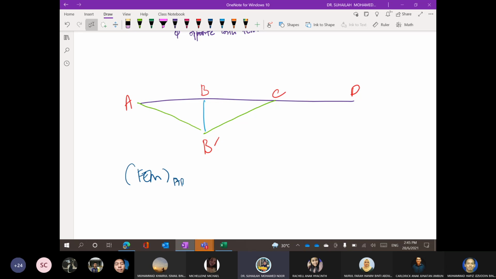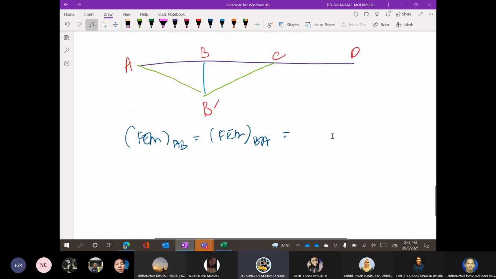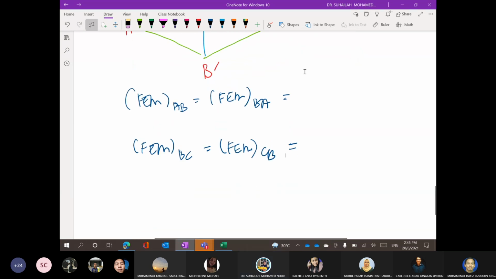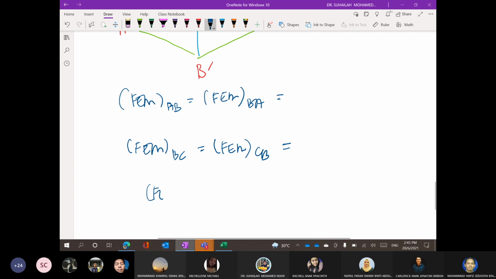FEM AB equal to FEM BA. So this is one value. And then we also have the new value of FEM BC and CB. And then CD remains 0. FEM CD, FEM DC remains 0 because there is no settlement, not affected.